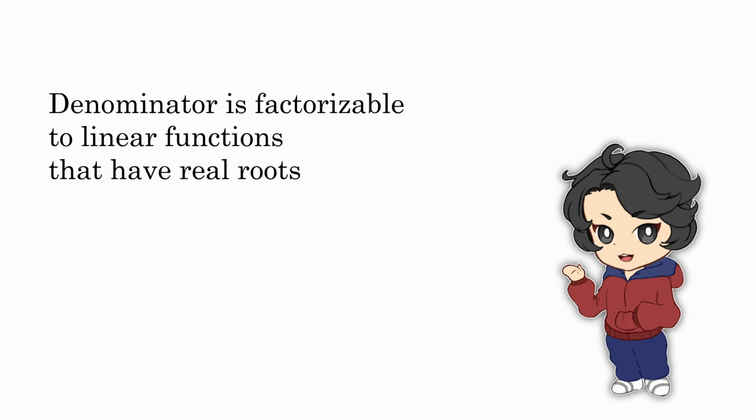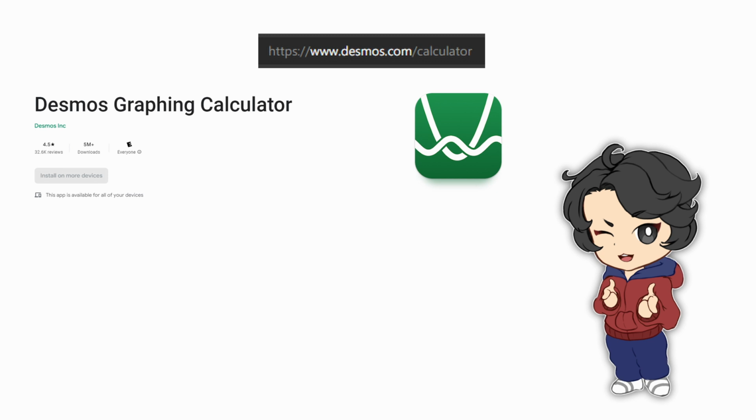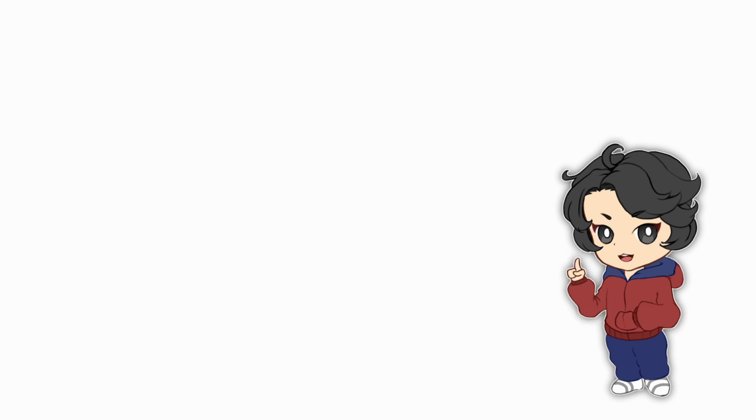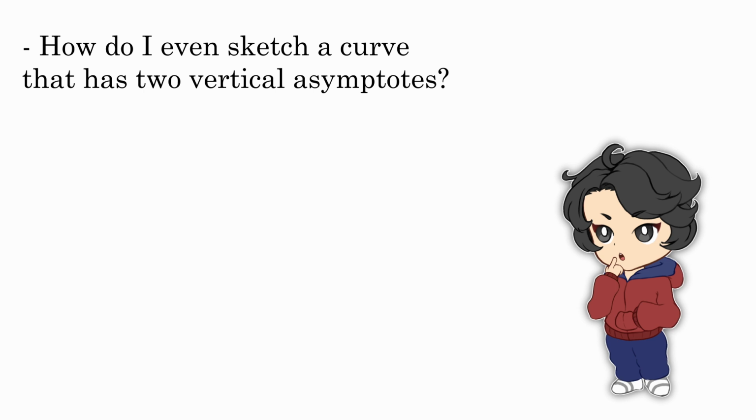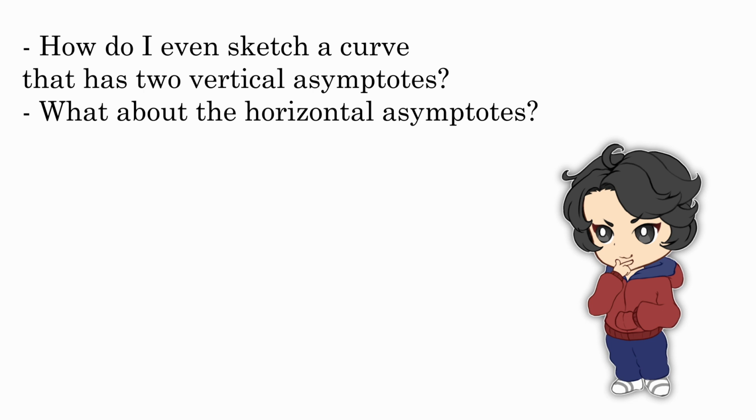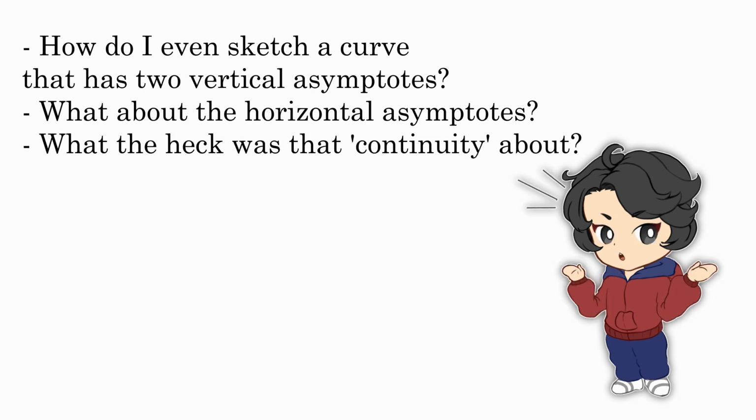So as long as this condition is fulfilled, you can have any kind of polynomial in your denominator, and you'll have the exact same number of vertical asymptotes as the highest power. Feel free to test it out on a graphing software. With that said, we still have several questions left to answer, such as, how do I even sketch a curve that has two vertical asymptotes? And what about the horizontal asymptotes? And also, what the heck is that continuity about?